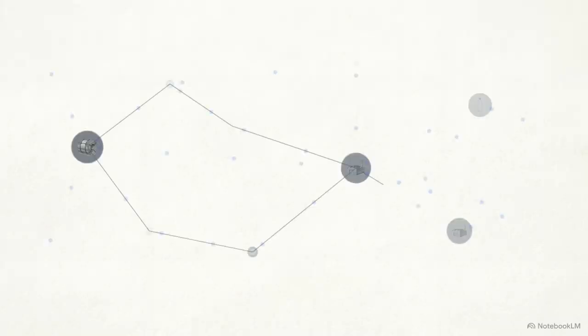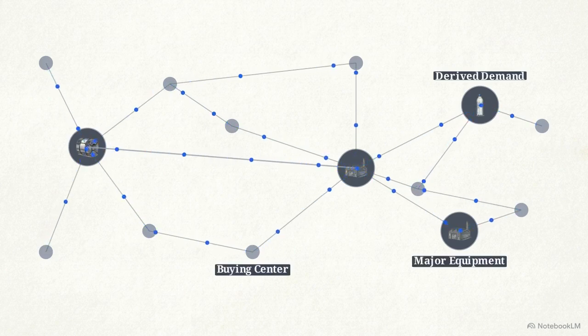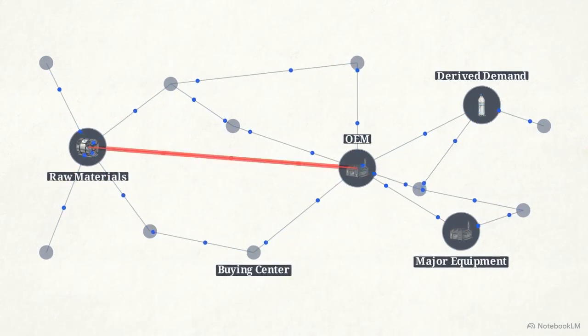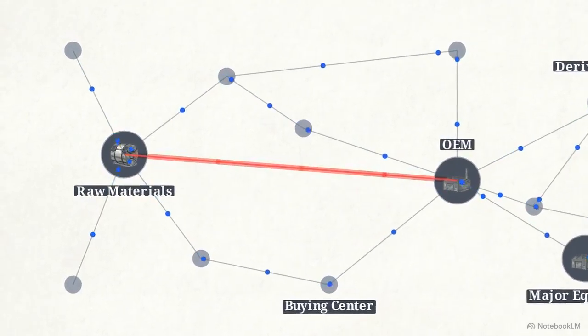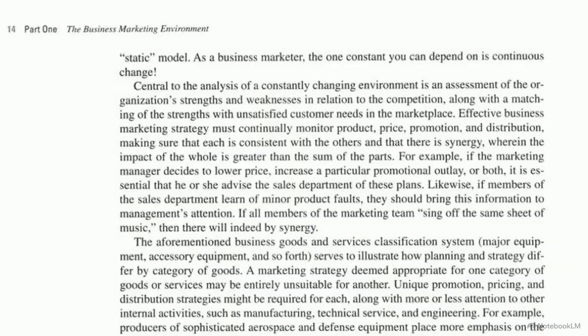A business marketer must constantly monitor this architecture, looking for points of friction within the supply chain. They are managing an environment where a delay at a raw materials node can stop production for an OEM thousands of miles away. The goal of this planning is to achieve synergy. This occurs when product, price, promotion, and distribution align so precisely with the customer's operational needs that the impact of the total strategy is greater than the sum of its parts.